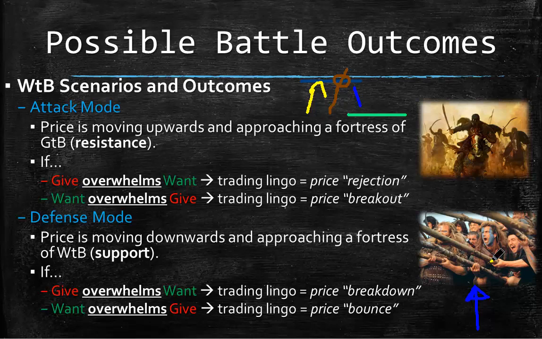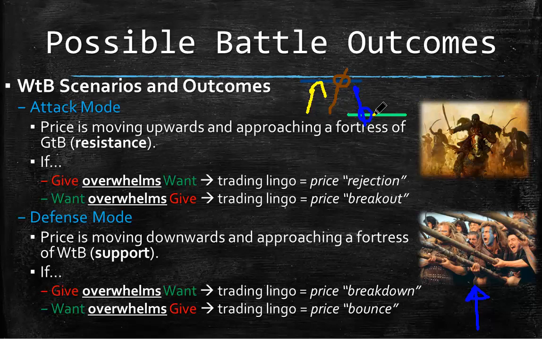I just picture it like this. They're sitting there, steady, hold, and then the price reaches this area of support, and there's going to be two outcomes. If give overwhelms want, then the trading lingo is it's a price breakdown, meaning the price is going to come down here and then just keep on going. A price breakdown. It has broken through this fortress, this wall, and it is now through because the desire to give shares has overwhelmed the desire to want shares.